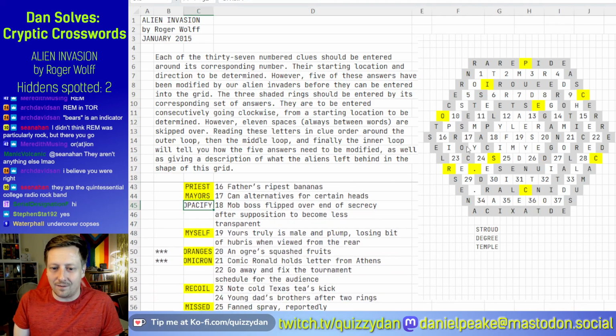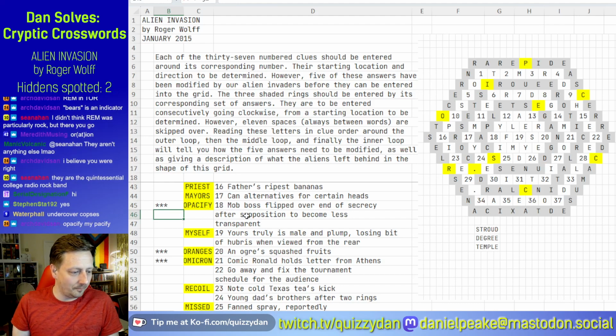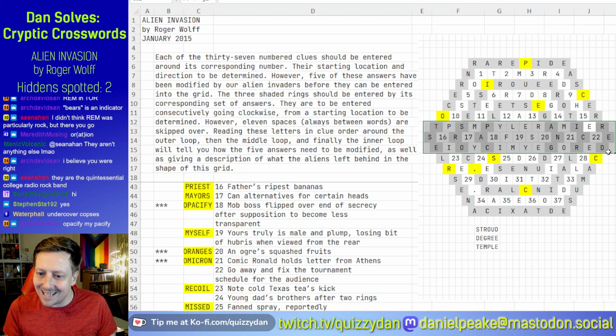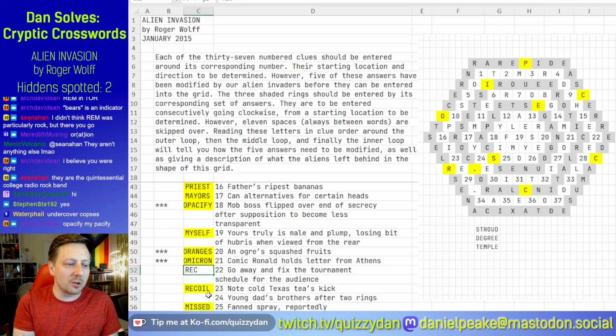So opacify, to make more opaque, becomes pacify. That is in the grid, and that's the fourth of those. 19 is in there. 20, 21, 22. Recede. Okay. Go away and fix the tournament schedule.